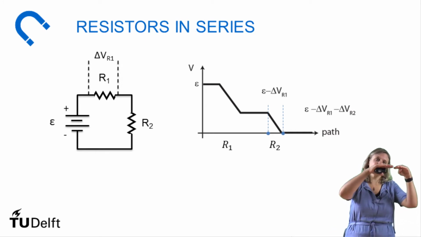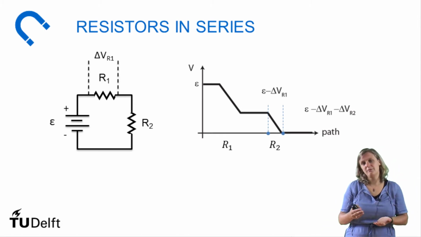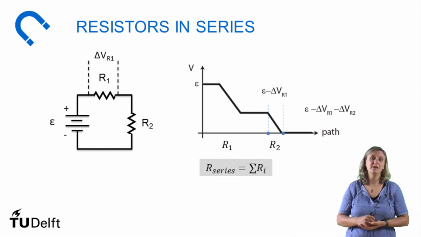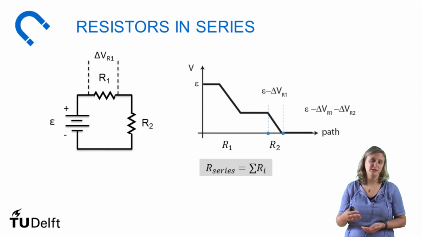If we think about it going through these resistors, we can notice that if we look at the potential, simply the total resistance of the two resistors can simply be summed, can be added. So this leads us to the law that says, if we have resistors in series, they can simply be summed up.